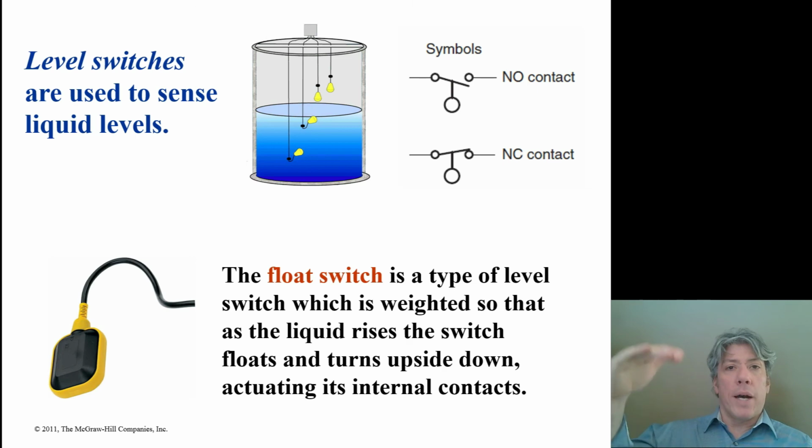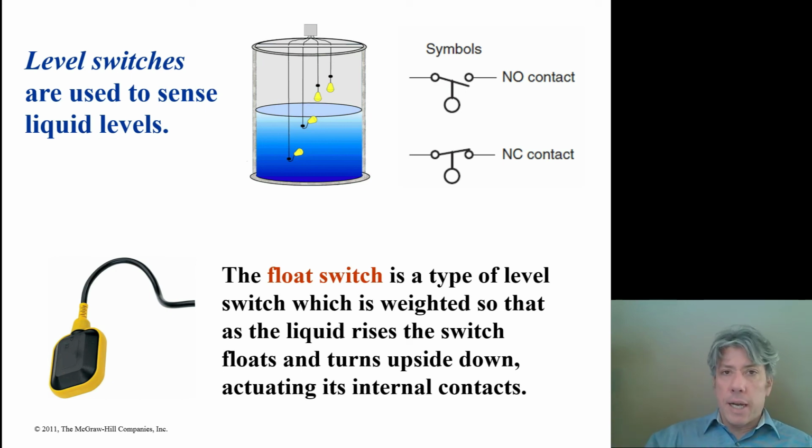They are stepwise, right? If one switch is on and another switch is off, well then you know the level is between those two switches for sure. But other than that, you couldn't say where in the tank the level actually is located. It's somewhere between those two switches.